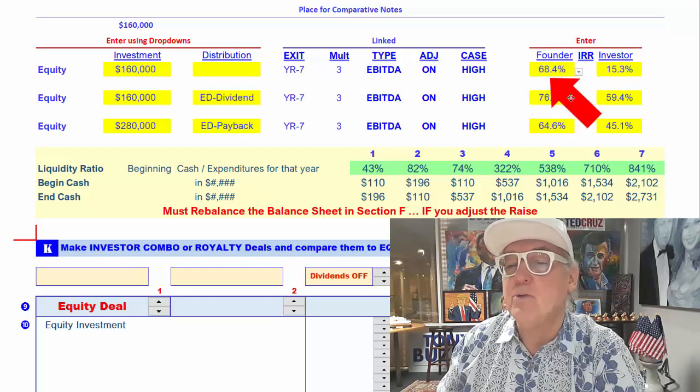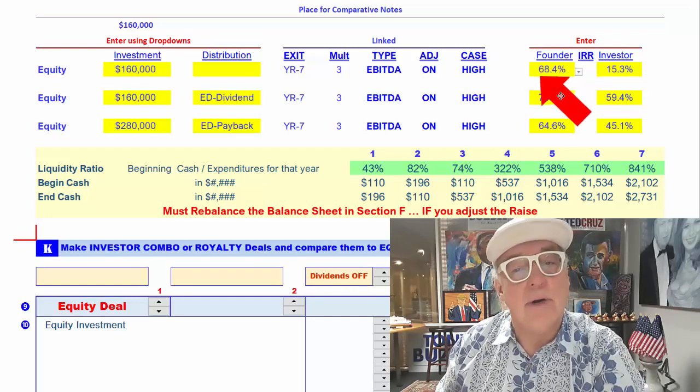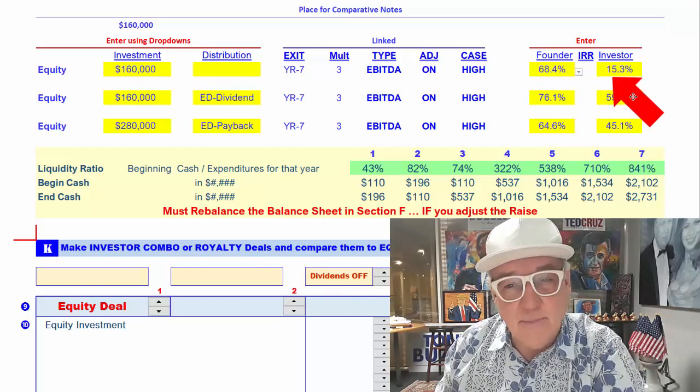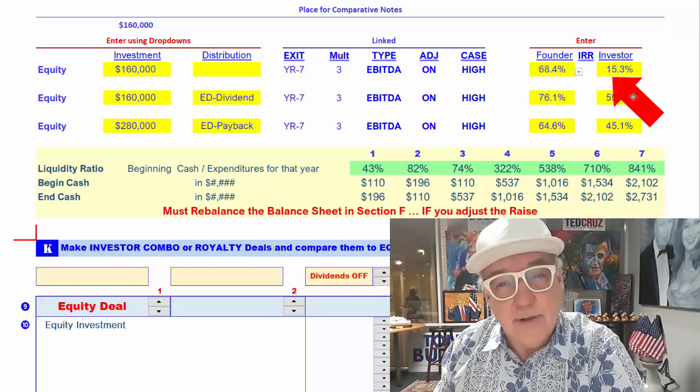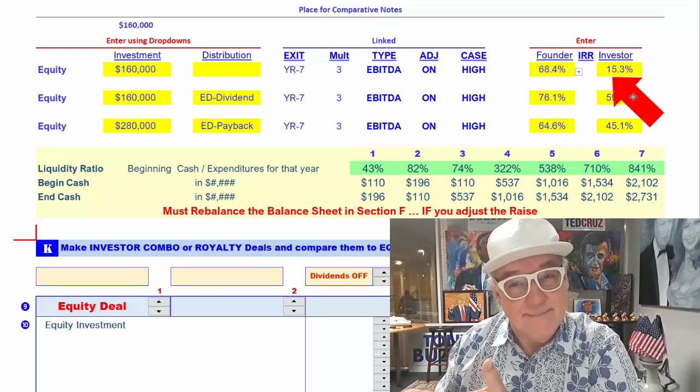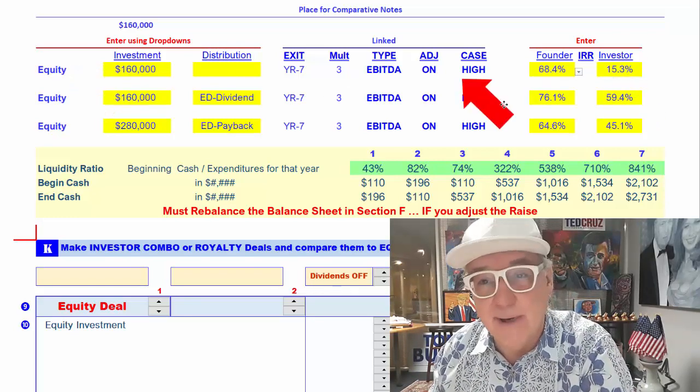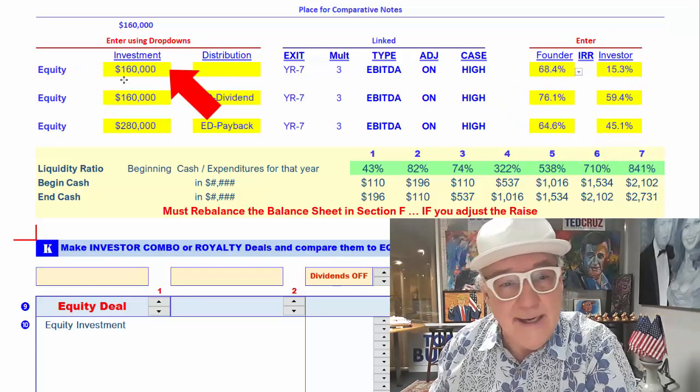What we've done here is record what the internal rate of return will be for the founder and the investor. Because remember, this is an active model. It doesn't stop calculating. You throw something else in it, and it's going to change the internal rates of return. So you have to record it, and this is easier than writing it down, because you can actually print this. It's a nice little tool right here.